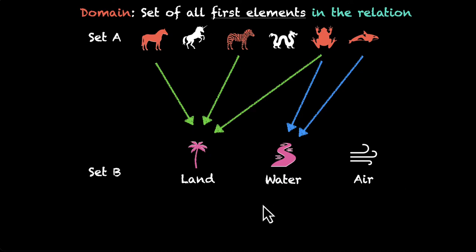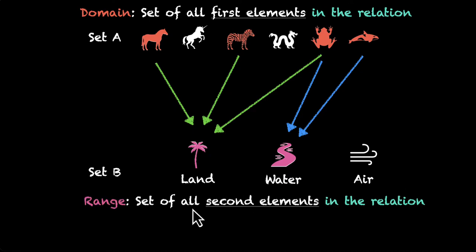These 2 will be part of something that we call range. So range is the set of all second elements in the relation. Why first and why second? Because we're having the relation from set A to set B. So elements in set A are called the first elements and elements of set B are called the second elements.